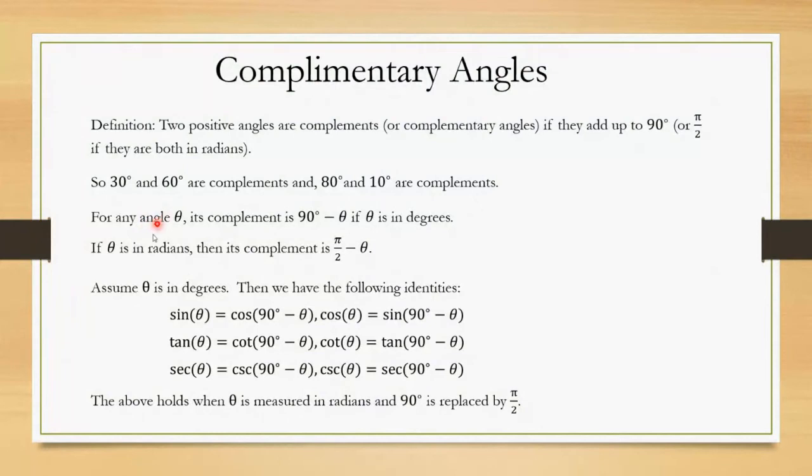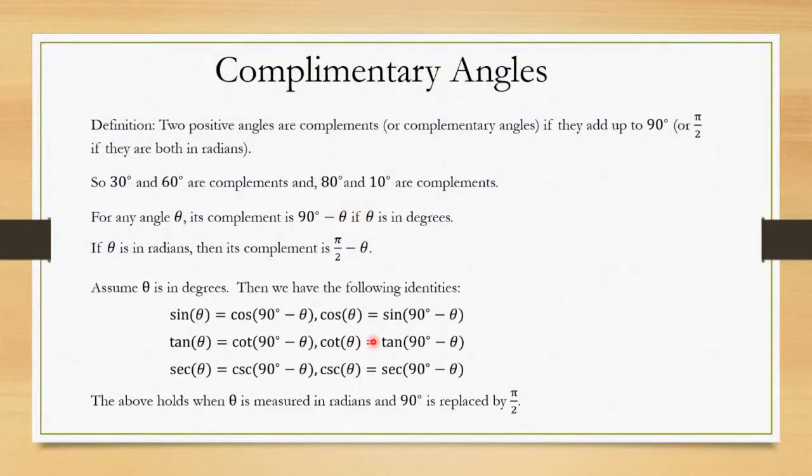If instead theta is in radians, then, again, theta is positive and less than pi over 2 radians, and its complement will be this. Again, that is just the definition.